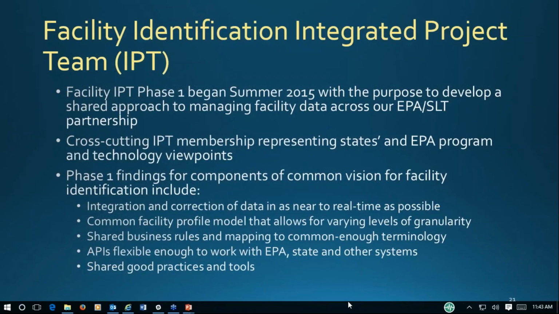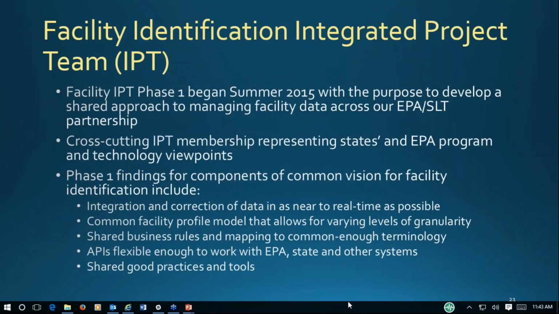There was a large, cross-cutting membership that represented both the state and EPA's program parts: people who understand the regulatory aspects of the work, and the technology, the people who understand the data systems that are handling facility information at the various agencies. So phase one concluded and included findings for various pieces of a common vision for facility identification.